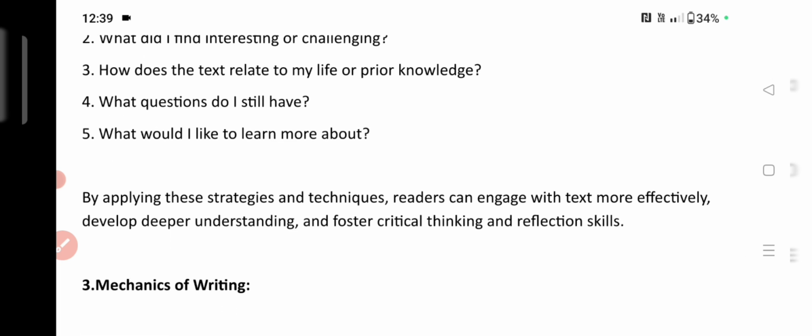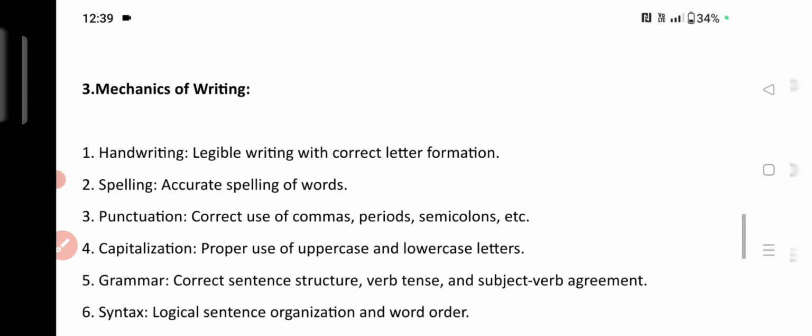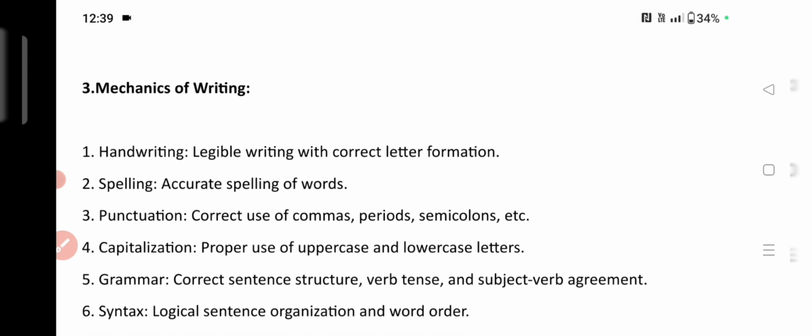So by applying these strategies and techniques, you engage with the text more effectively, develop a deeper understanding and foster critical thinking, reflection skills, etc. So, the mechanics of writing.